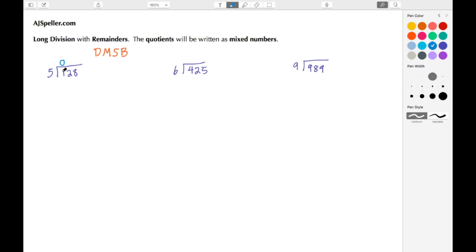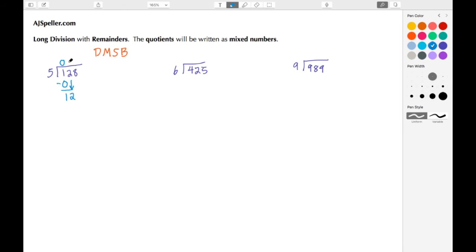Then we move over to multiplication. 0 times 5 is 0. And then we do our subtraction. 1 minus 0 is 1. And then we bring down using the arrow. So here we have a 2. So now we have a total of 12. We want to divide 12 by 5.